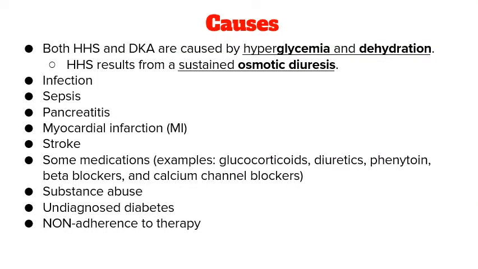Both HHS and DKA are caused by hyperglycemia and dehydration. HHS results from a sustained osmotic diuresis, and it's also caused by infection, sepsis, pancreatitis, myocardial infarction, stroke, some medications such as glucocorticoids, diuretics, phenytoin, beta blockers and calcium channel blockers, substance abuse, undiagnosed diabetes, and non-adherence to therapy.